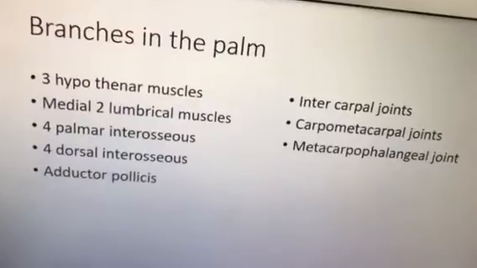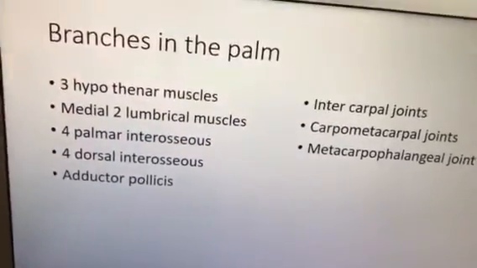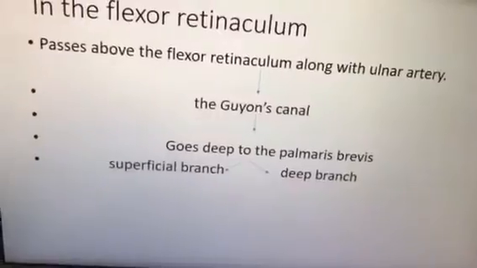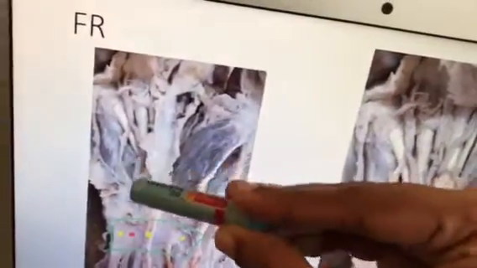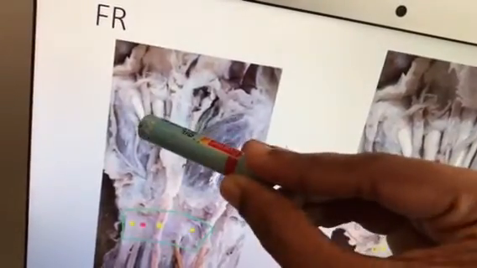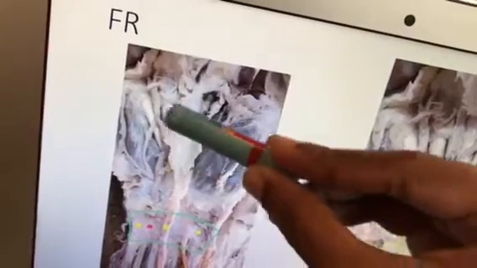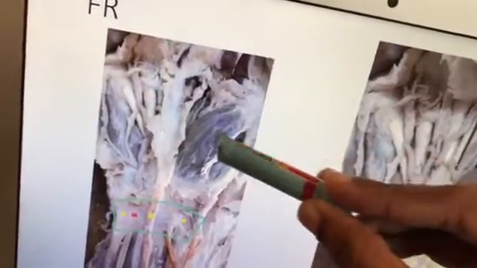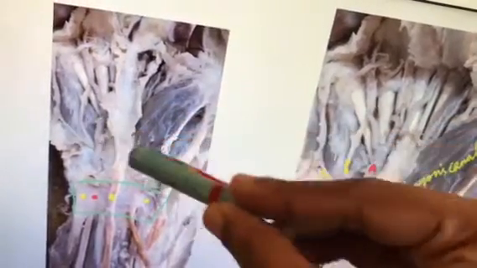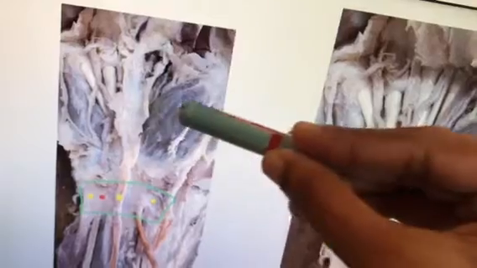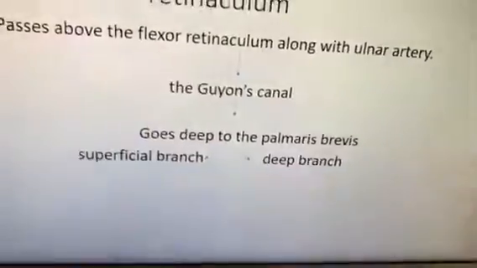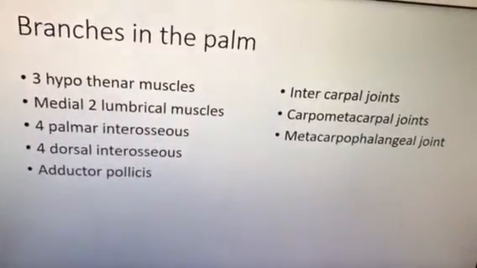And then what are all the branches? The deep branch of the ulnar nerve supplies 14 branches. What are the branches? See here you can see the hypothenar muscles. How many hypothenar? 3 hypothenar muscles. And then these two lumbricals, 3 and 4 lumbricals, totally 5. And then palmar interosseous 4, dorsal interosseous 4. So totally 8. 8 plus 2, 10, 10 plus 3, 13, and the one muscle which is lying deep is called adductor pollicis. So totally 14 muscles are supplied by the deep branch of the ulnar nerve.